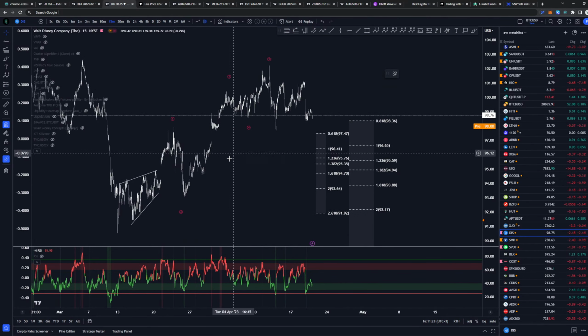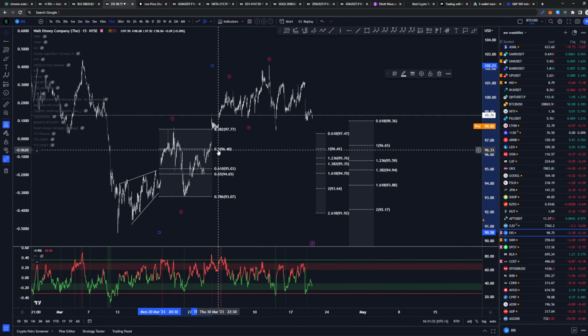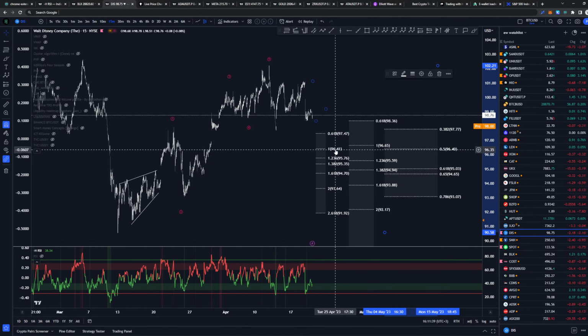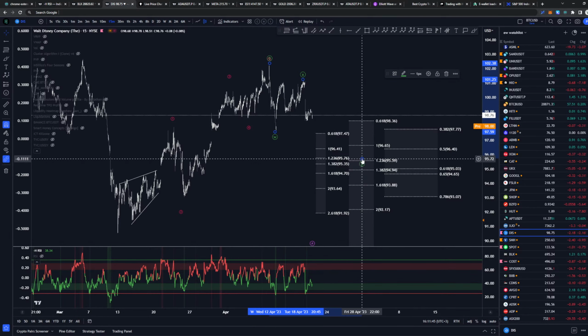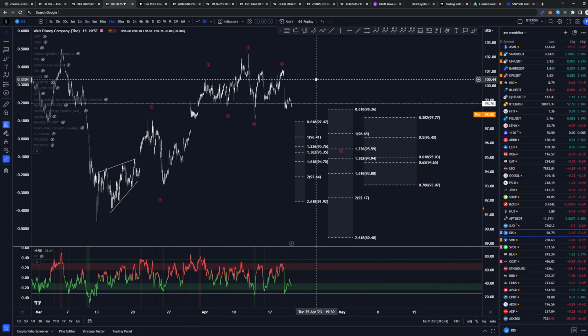Let's change this color to micro. Look for the golden pocket and 0.5. 0.5 is hitting very well here, $96 and $95 for the other extensions. So again, 2 good extension targets. I think this is a WXY, looking for something like that. This would be micro as well.